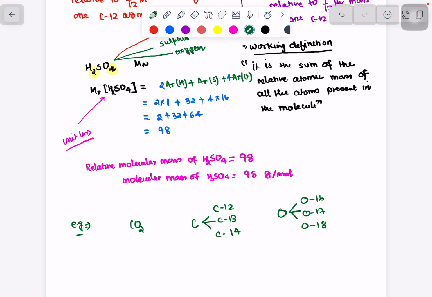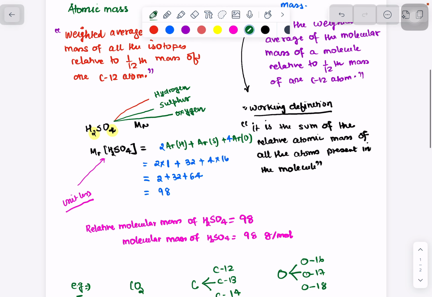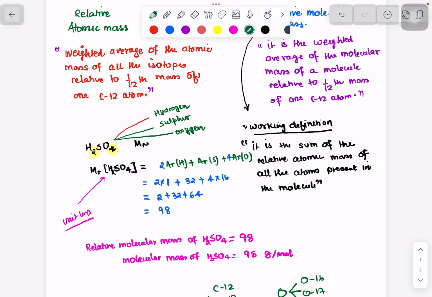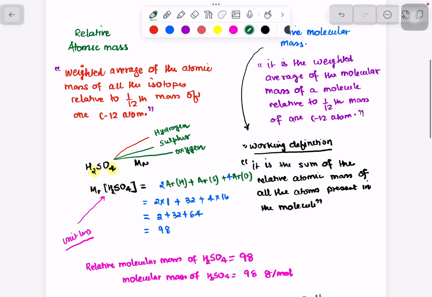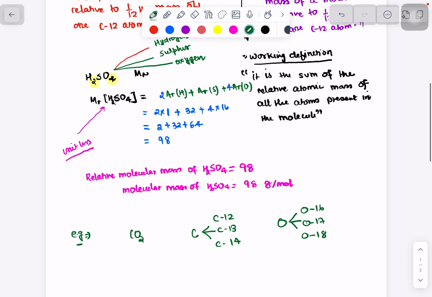You first apply the working definition to get the relative molecular mass of CO2, which will be different if you use different types of isotopes. Once you use different isotopes, you get different molecular masses, and then you do the weighted average to calculate the relative molecular mass. There comes the theoretical definition. So both definitions are helpful, and I won't say they are easy to remember or easy to learn, but you need to learn them because this comes in the exam, as I have shown you here. Thanks.